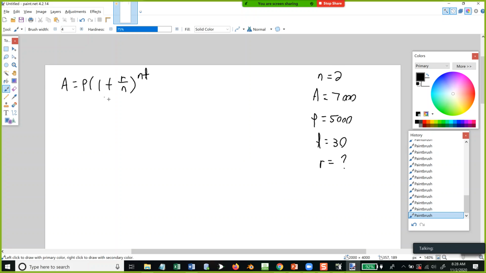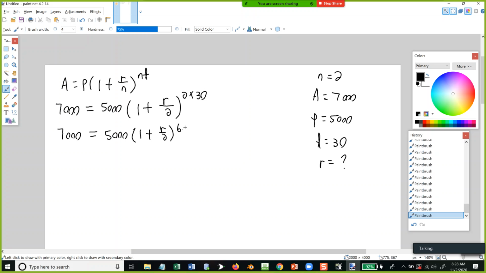Okay. So let's plug in everything we're given. A is 7,000. P is 5,000. 1 plus R. R is what we're trying to find. n is 2. Raise to the nt power, 2 times 30. Well, before I do anything, I'm going to take 2 times 30, which gives us 60.